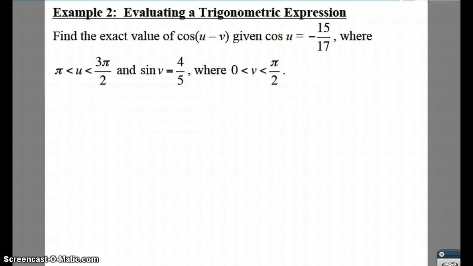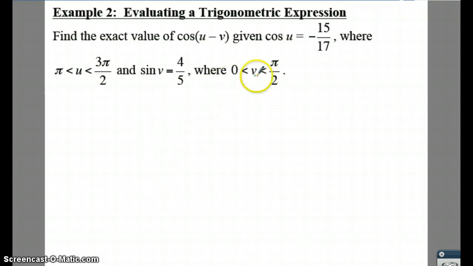Here in example 2, we're going to find an exact value of cosine of u minus v. In this case, we're given a cosine of u and a sine of v, and we need to draw a picture.